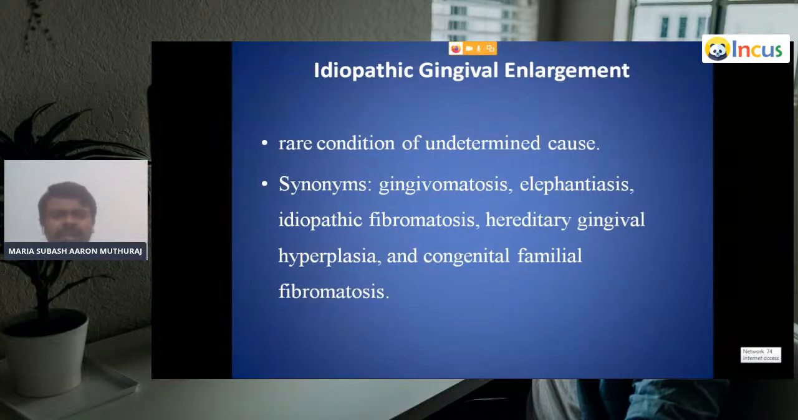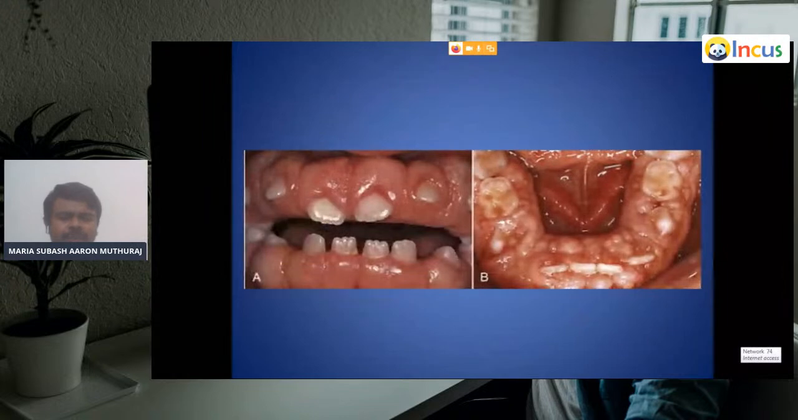So these are some of the synonyms of idiopathic gingival enlargement: gingivomatosis, elephantiasis, idiopathic fibromatosis, hereditary gingival hyperplasia, and congenital familial fibromatosis. You can appreciate in this picture clearly that all three parts of the gingiva, marginal, interdental papilla, as well as attached gingiva, will be affected.